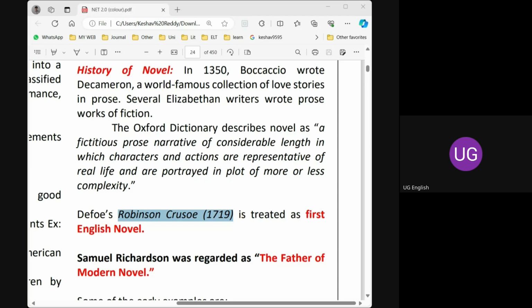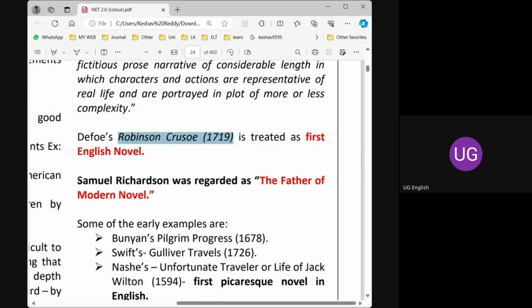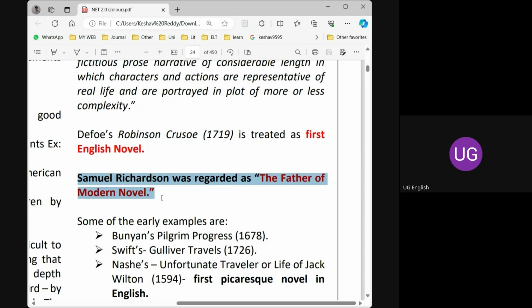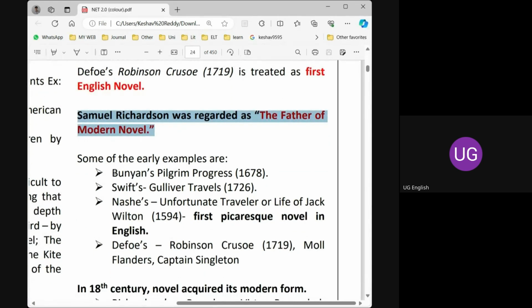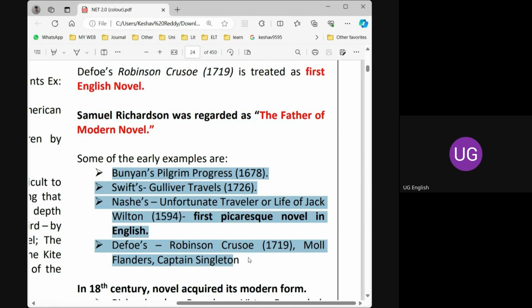And then the father of the modern English novel is regarded as Samuel Richardson. He experimented with a type of novel called epistolary. That we will discuss in today's class also. Don't worry. These are some early examples of the novel.